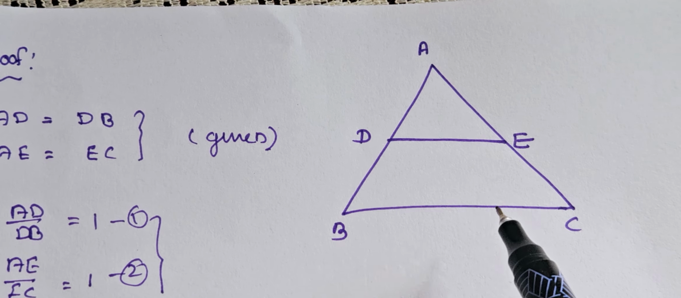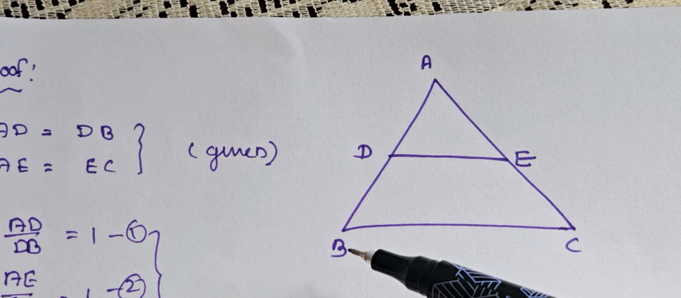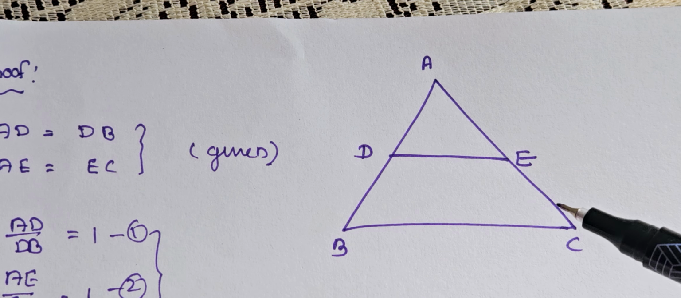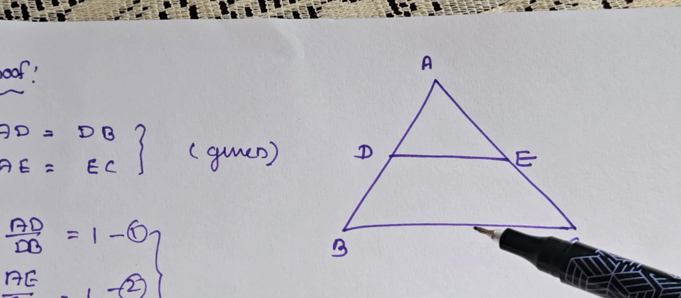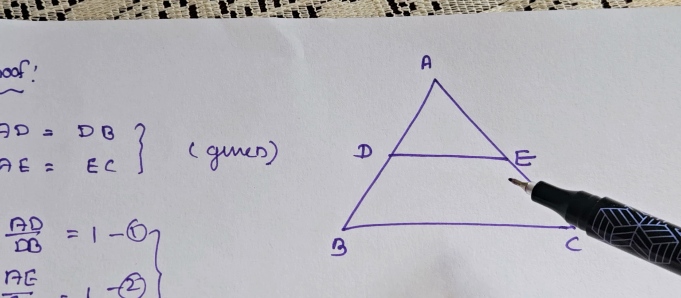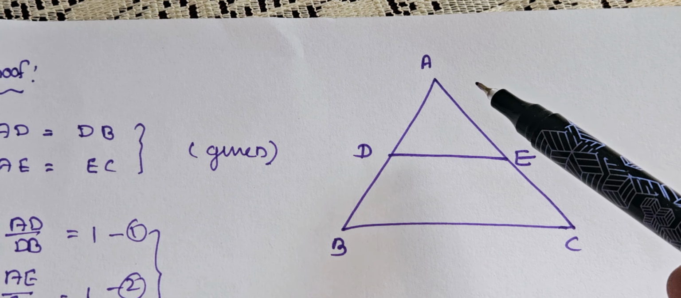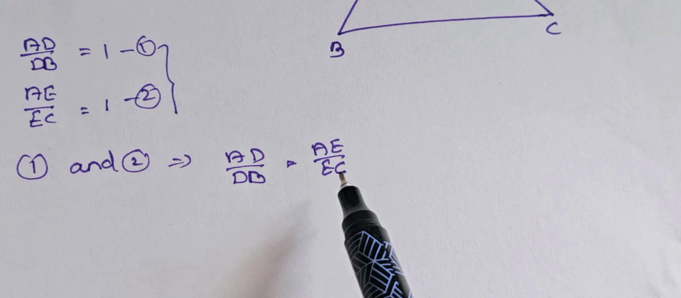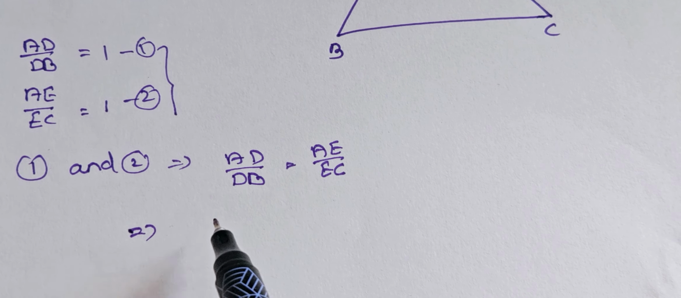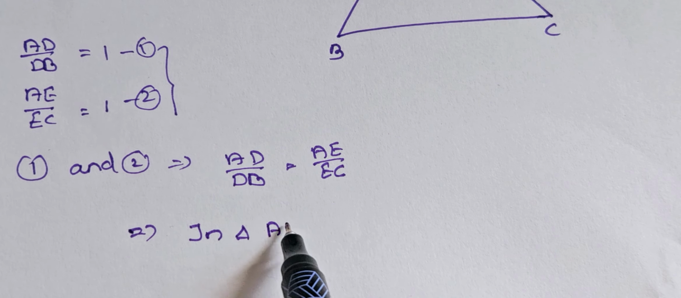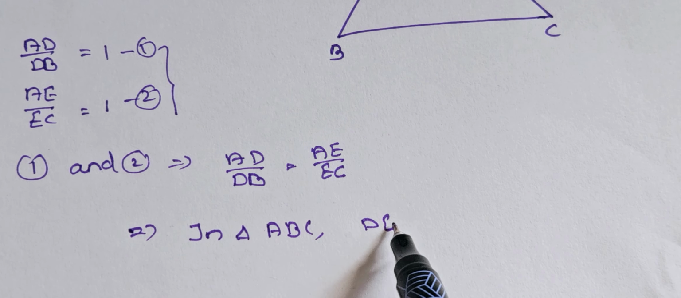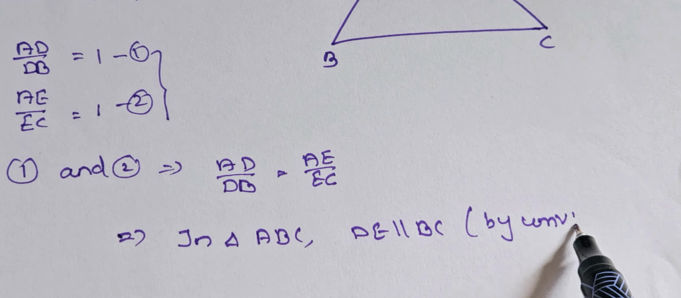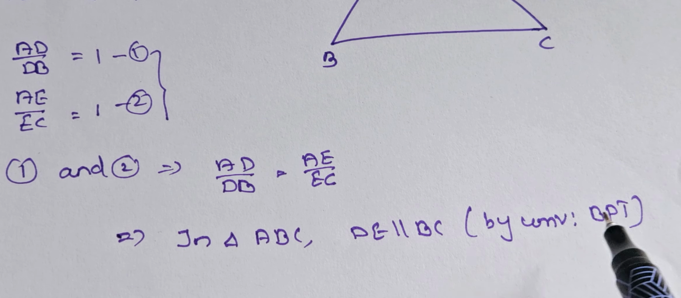That is, in triangle ABC, we have ratios are equal. That is, AD by DB equal to AE by EC. Hence, by converse of basic proportionality theorem, that is theorem 6.2, we get DE parallel to BC. Theorem 6.2 means it is converse of basic proportionality theorem. That is, if the ratios are equal, then the lines are parallel, isn't it? So, we get AD by DB equal to AE by EC. That implies in triangle ABC, DE parallel to BC, reason by converse of basic proportionality theorem.